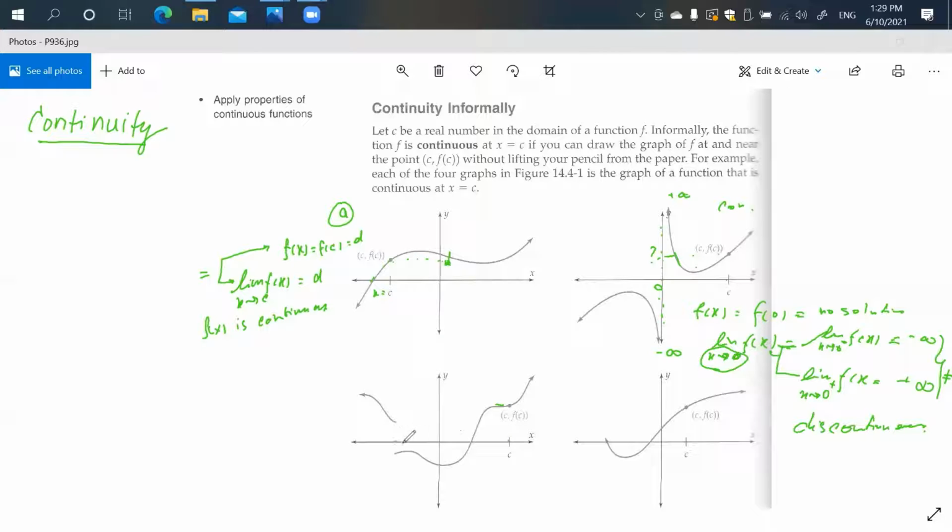But if I ask you about this point, for example, this point I name a, then this function is discontinuous at x equals a. Or you can say the limit of this function when x approaches a doesn't exist, because one value equals this and another value equals this one. They are different points, you see that?